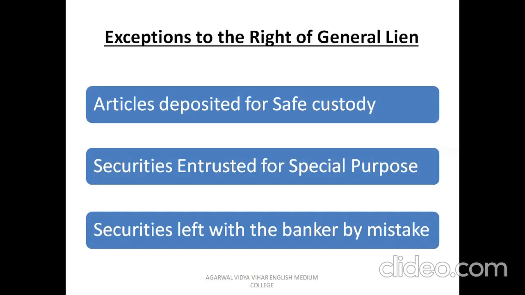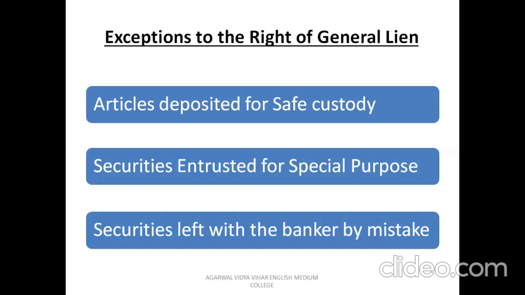The second one is when any property papers, securities or goods are handed over to the bank for any special purpose. In that situation, it is the duty of the banker to act according to the instruction of the customer. At that time also, the banker cannot exercise the right of general lien on that type of property.